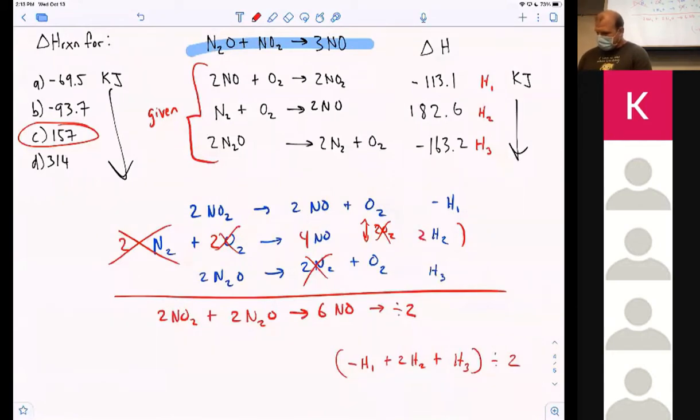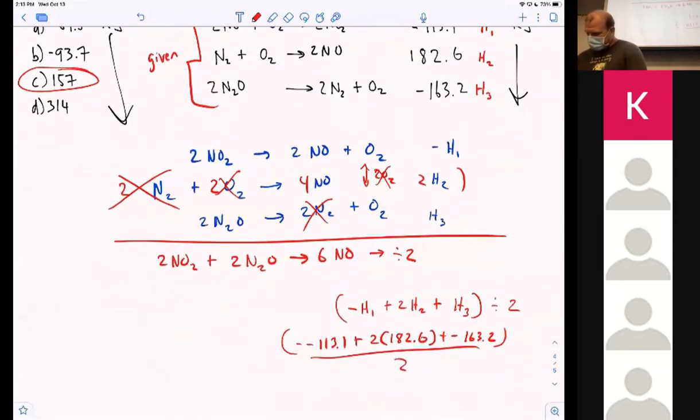So that means you have the opposite of H1 plus 2 H2 plus just H3. So it's going to be minus a minus 113.1 plus 2 times 182.6 plus a minus 163.2, all quantity divided by 2, and that should be 157.